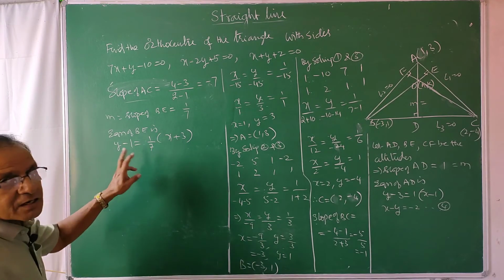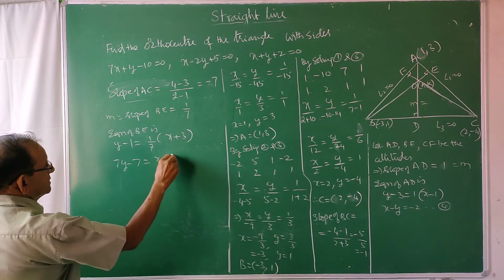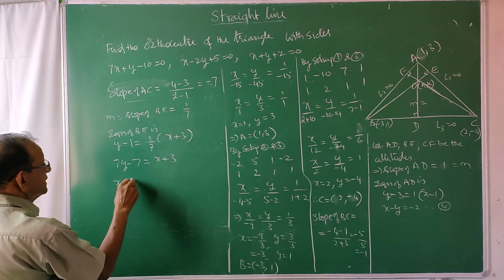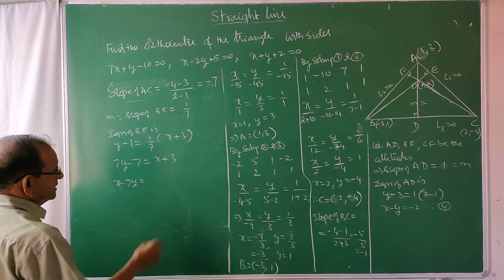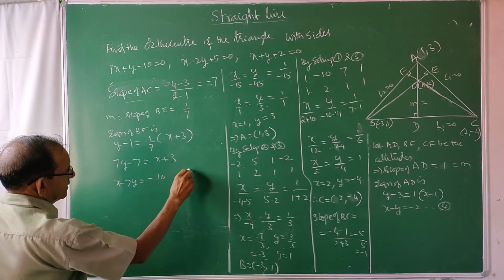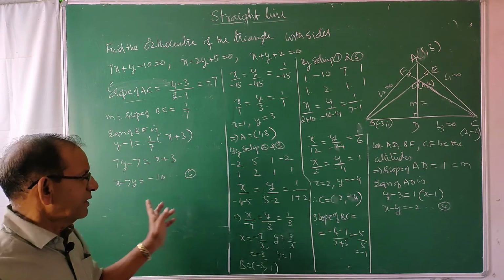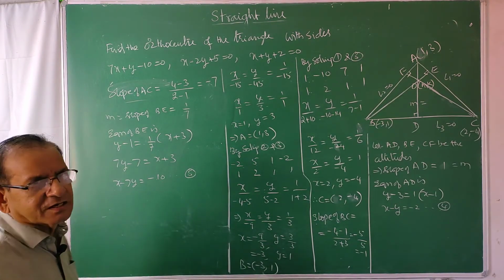So take cross multiplication. 7y minus 7 is equal to x plus 3. That implies x minus 7y, bring 7y to the right side and 3 to the left side, minus 3 minus 7 is minus 10. This equation may be taken as 5. Now if you solve 4 and 5, you will get the orthocenter.